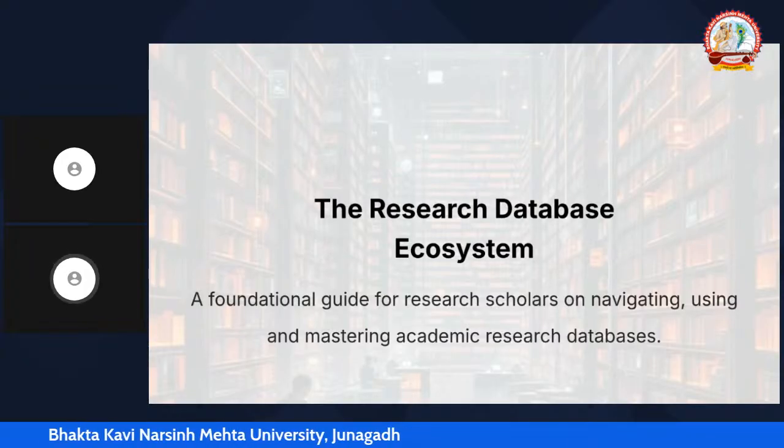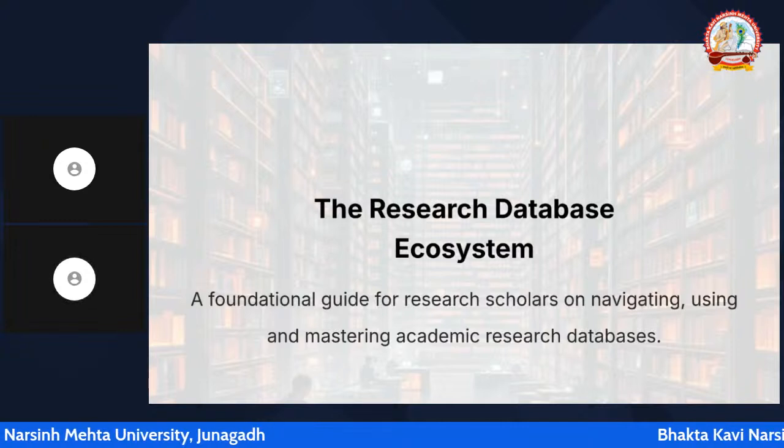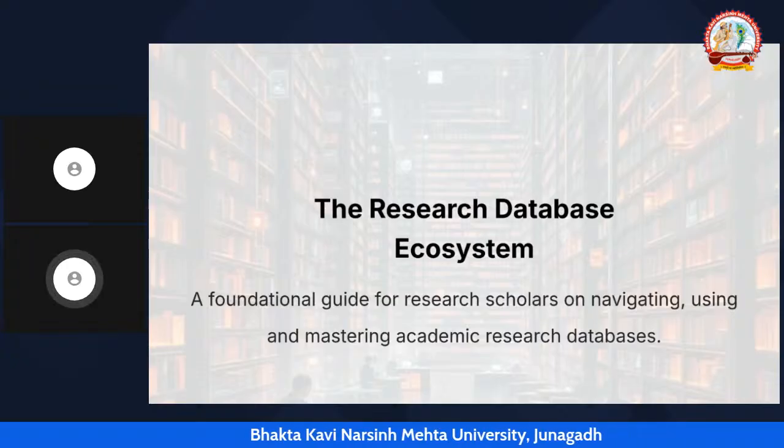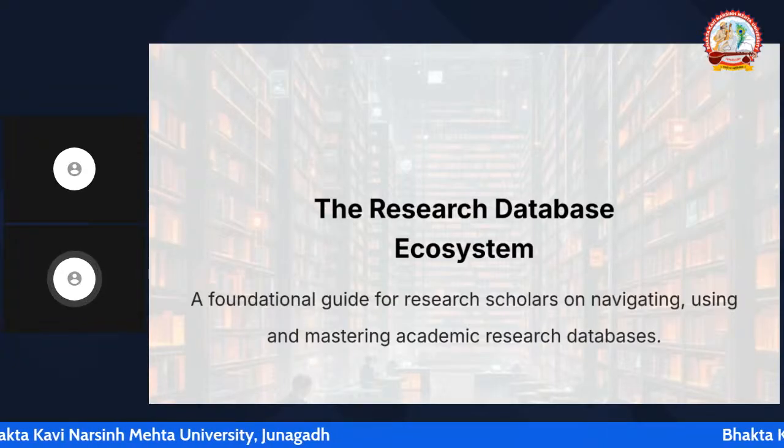So first one, what about the database? Generally, we are discussing the database in which we can store information. As students, we are making some projects. We are making some collection of material.